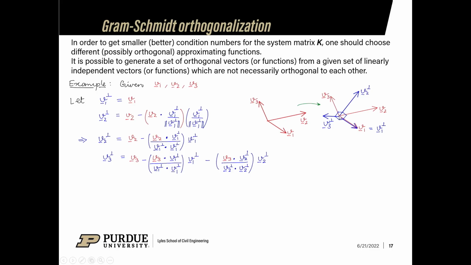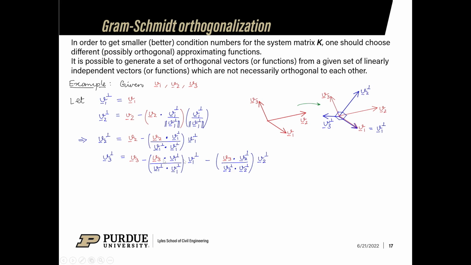Similarly, if we write an expression for v3, all we are doing is taking v3, subtracting its component along v1 from it, and subtracting its component along v2 prime from it as well. Whatever remains is v3 perpendicular. So we subtract its component along v1, subtract its component along v2 prime, and whatever remains is going to be perpendicular to both v1 and v2.